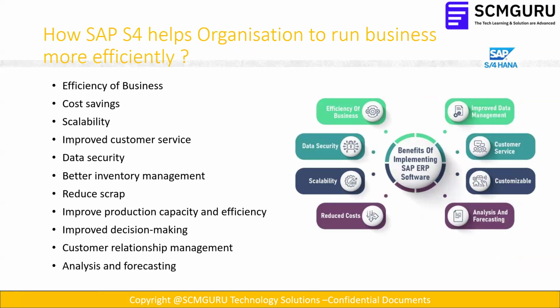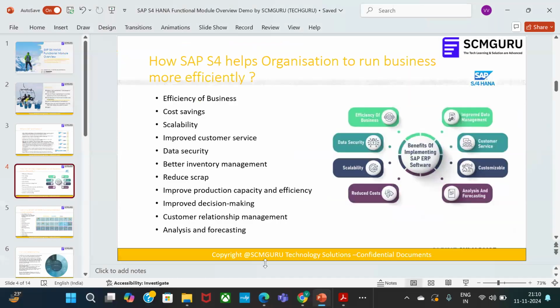So how does SAP help organizations? What are the major benefits of SAP? Here you can see efficiency of business can be improved, with cost savings, improved customer service, data security, better inventory management, reduced scrap, and improved production capacity and efficiency, all these things. I'll explain this on the Excel sheet.